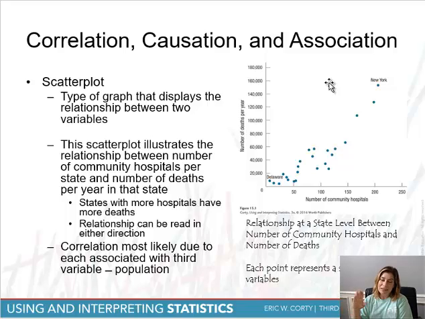So that's one reason why we can't always say correlation equals causation. There's this third variable, which is population, which is leading these two variables to be related to one another.